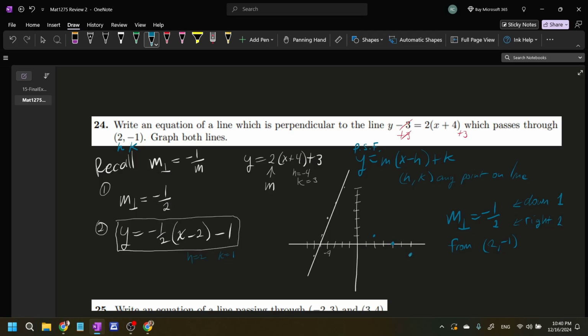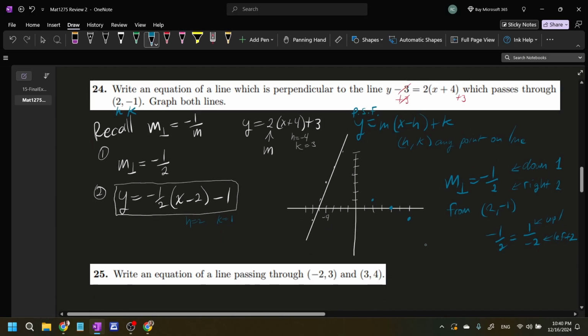We could also go in the opposite direction because -1 over 2 is the same thing as 1 over -2. So we can read these directions as going up 1 and left 2. Because remember, slope by definition is rise over run. Slope by definition is the change in y values over the change in x values. So our numerator tells us go up or down, and our denominator tells us to go left or right.